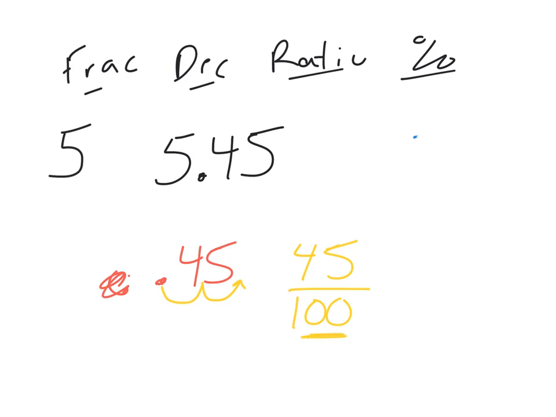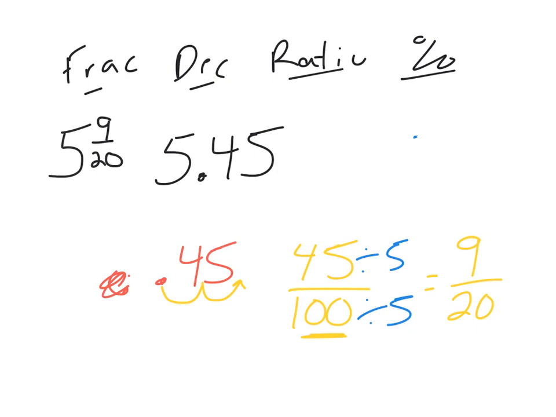But 45 over 100, I can reduce this further. I'm going to reduce this because I can divide those both by 5. Anything that ends in 5 or 0 is a multiple of 5, so I can divide those both by 5. And so 45 divided by 5 is 9, and 100 divided by 5 is 20. And I can't go any further than 9/20ths, so that means that's going to be the fraction that goes right behind the 5. So my fraction is 5 and 9/20.